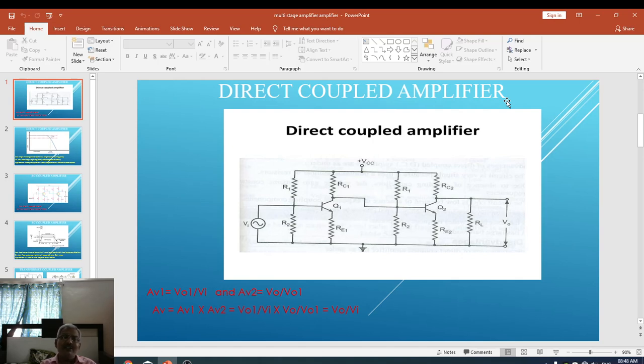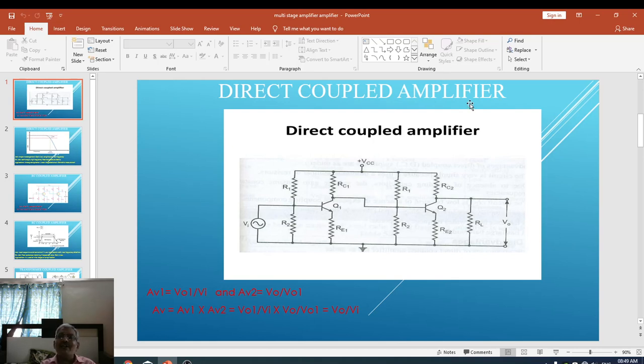Another reason is that this amplifier is used to amplify DC level frequency signals. Ideally, a DC signal has a frequency of 0 Hz, but this amplifier is used for low frequency signal amplification, means within the frequency range of 1 Hz to 10 Hz or 10 kilohertz. Such small frequencies are amplified by means of this particular amplifier. So that is another reason why it is called a direct coupled amplifier.